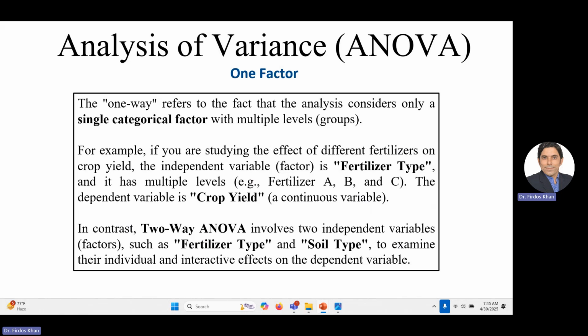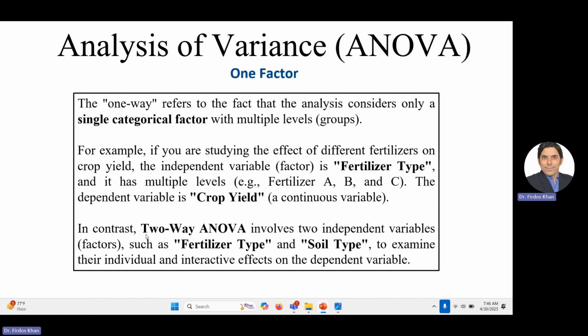Another example can be soil type. If you are analyzing crop yield, when you have crop yield and soil type, the soil type is now the independent variable, and that can have different categories like soil type A, B, C, D, and so on. So these are examples of one factor analysis of variance. You can have multiple examples, not these two only.